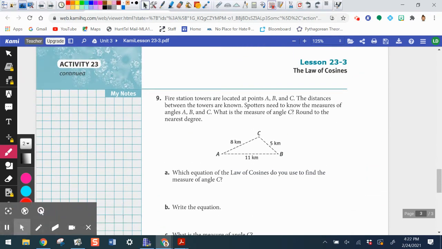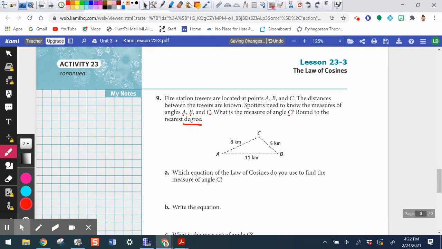So as we look at number 9, let's begin to see how this problem is in fact different from the previous problem. Item 9 says fire station towers are located at points A, B, and C, and the distances between all of the towers, we can see in the diagram, are known. Spotters need to know the measures of the angles A, B, and C. What is the measure of angle C? And it tells us to round to the nearest degree.